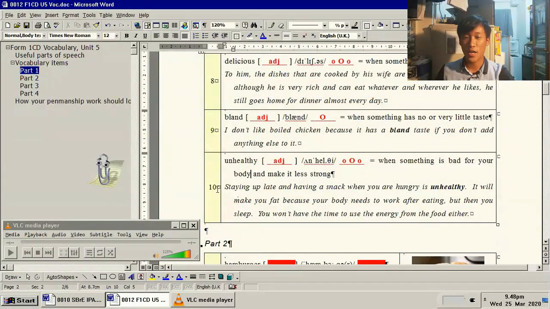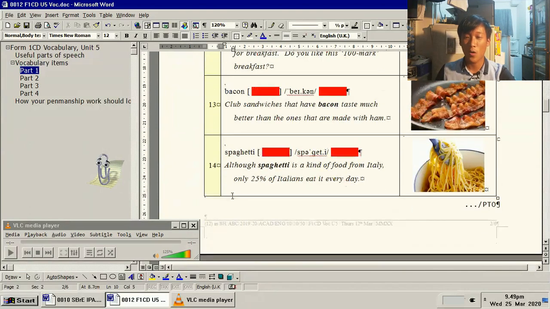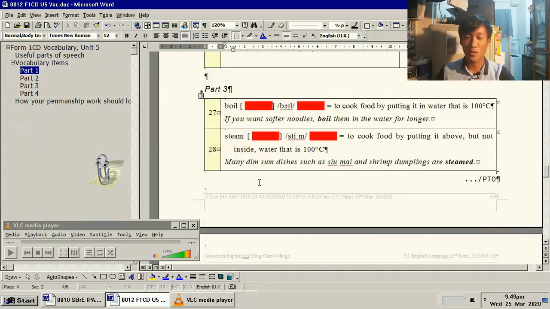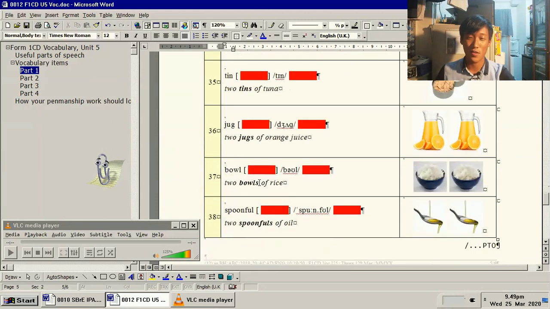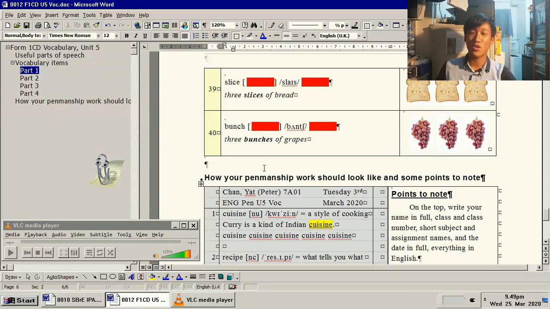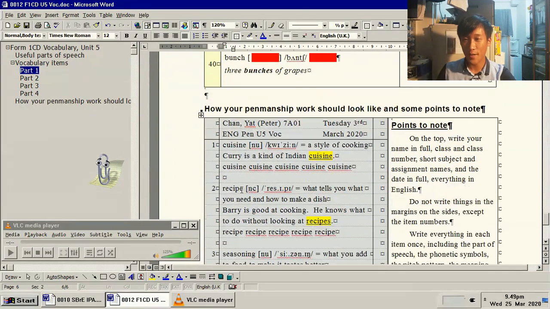Alright, we have finished items 1 to 10 and I think that's already enough. You can do your penmanship first. Otherwise, my video will be too long if I continue all the items, and if you do the penmanship for all items at once, it will be too much. But talking about penmanship, I would like to remind you of a few things, how to do your penmanship, okay?